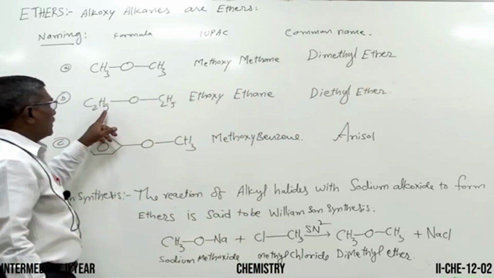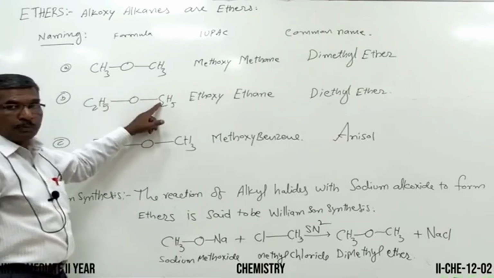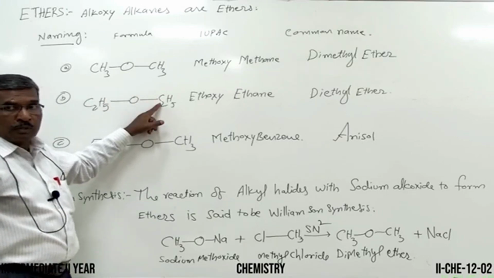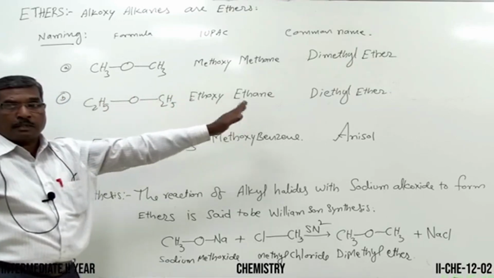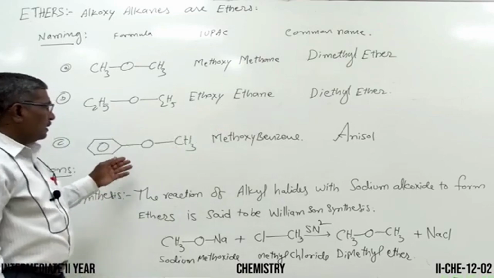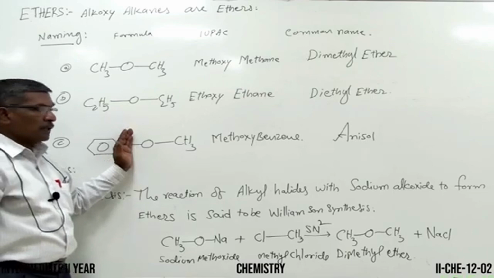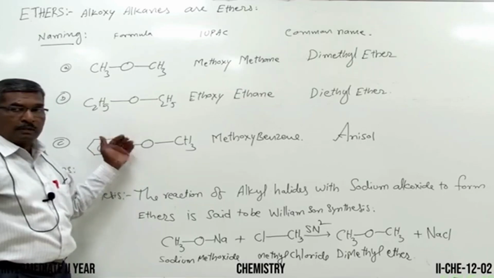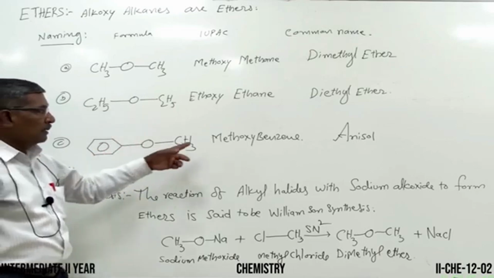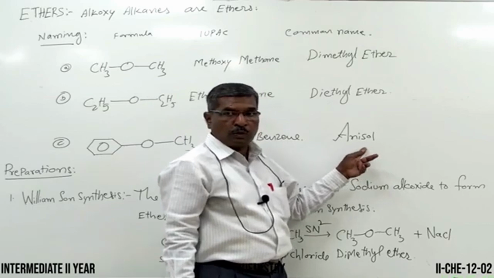Second one, ethoxyethane. This part is ethoxy, number of carbons 2. Ethoxyethane. Common name, diethyl ether. If you take aromatic compounds, this part is methoxy, and it is on a benzene. Methoxybenzene, commercially known as anisole.